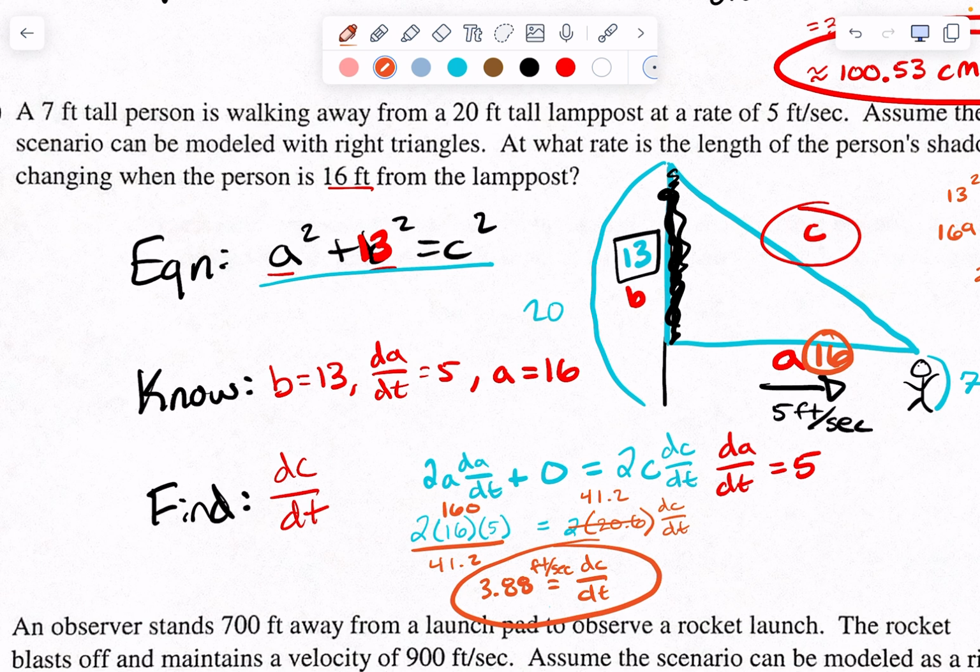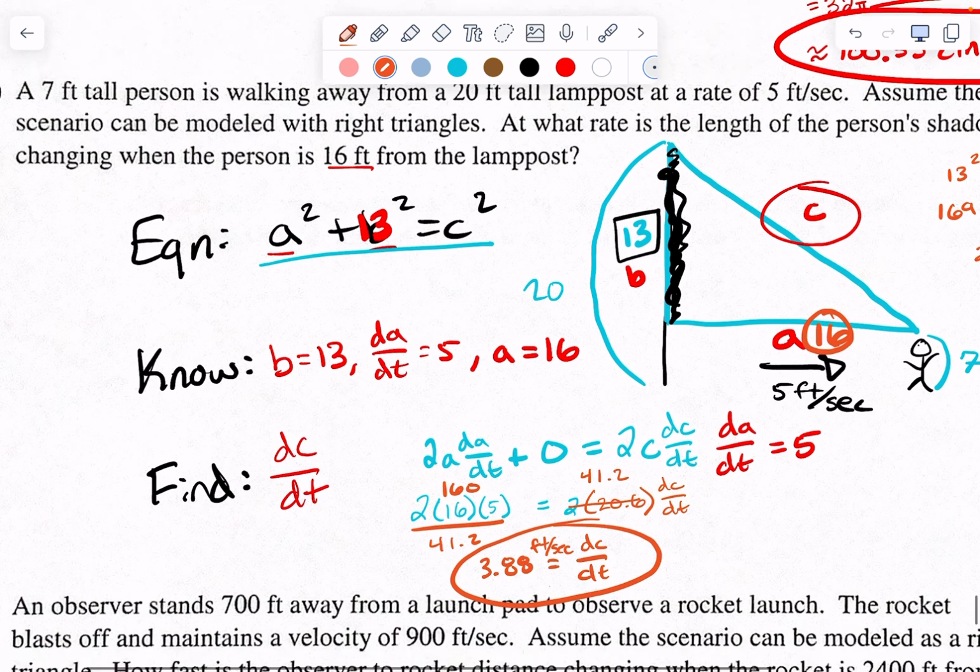Not too bad. Do you need me? Yeah, I wanted to see what I did wrong on the 3-3 worksheet, because I didn't do very well on it. I don't know. I'll dig it out in a second.